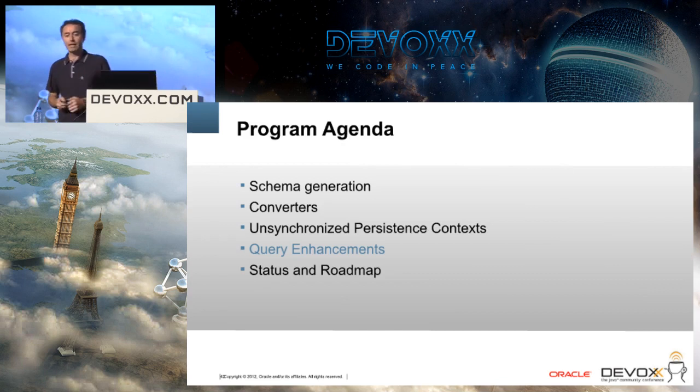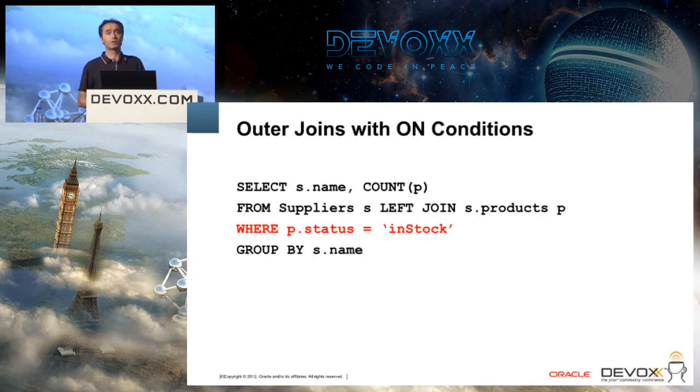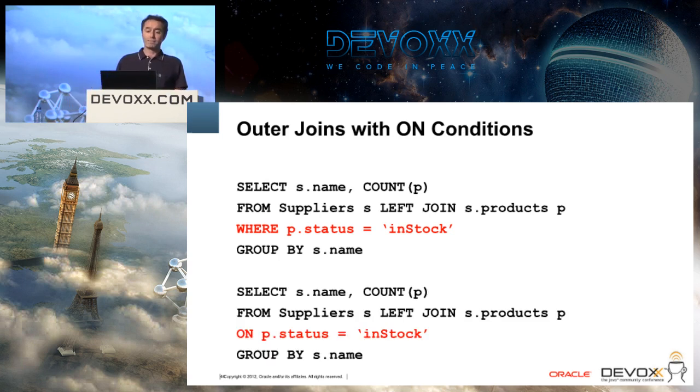Okay, so a few of the query enhancements. As we know, JPA has JPQL, and in JPA 2 it was enhanced a little bit, and we're adding more enhancements to the query language. Also there are enhancements around the criteria queries that were introduced in JPA 2, coming in JPA 2.1. First is inclusion of an on clause. Currently we don't support on in JPQL, so we can only use where. So you have, for example, an outer join between supplier and products with a where constraint.